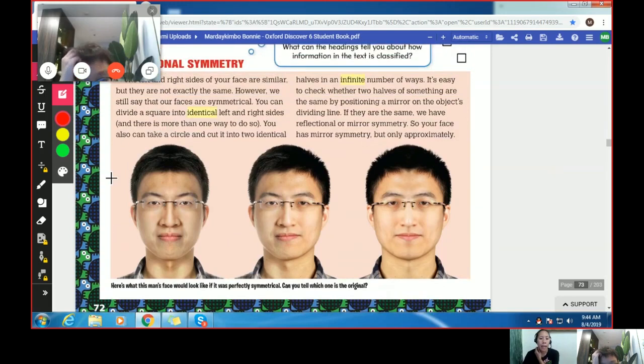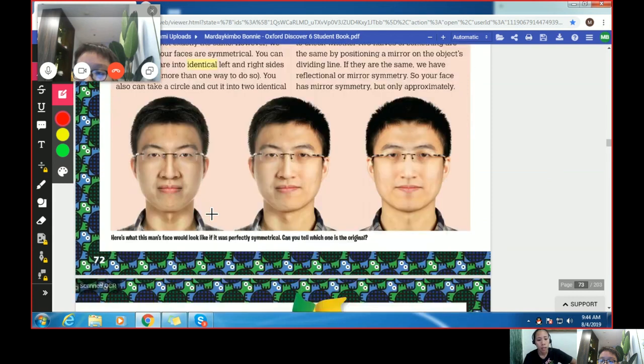Very good. So look at this face. This face is symmetrical. One side is the same as the other side. Okay, next.